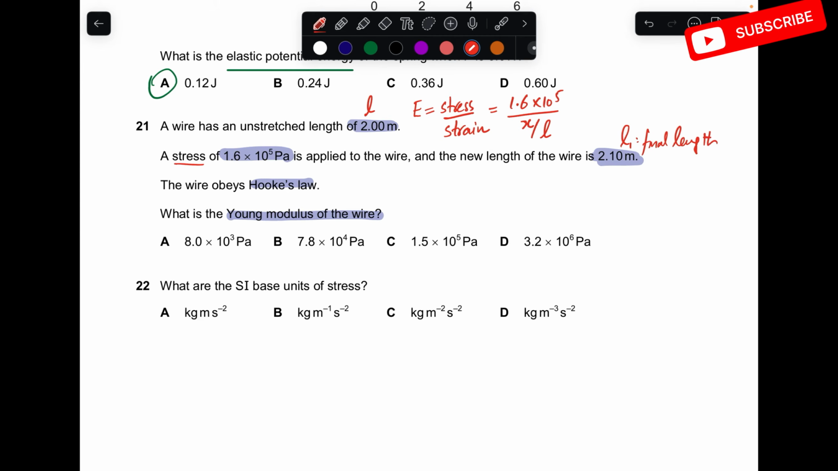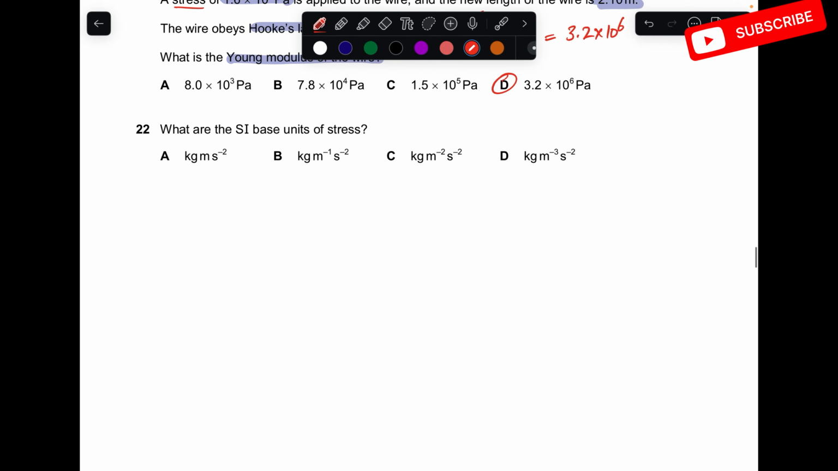So change in length is final length minus initial length, so you can write 1.6 × 10^5. This L will come here and X will go there. It will be 1.6 × 10^5. Original length is 2.00, whereas change in length is 2.10 minus 2.00. Doing the calculation, it will give you 3.2 × 10^6. It's option D that is correct.